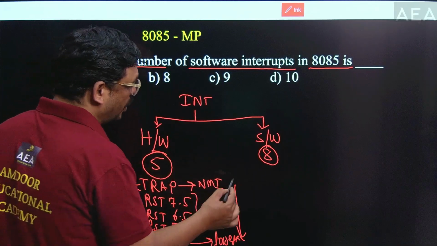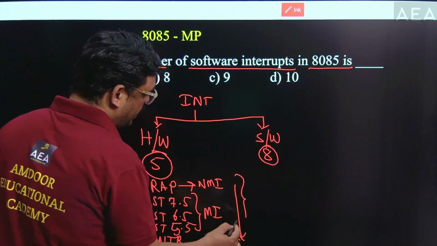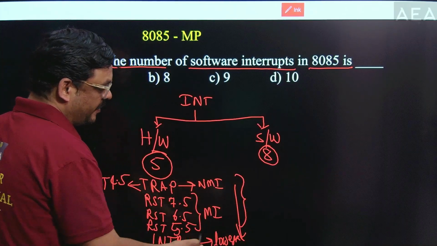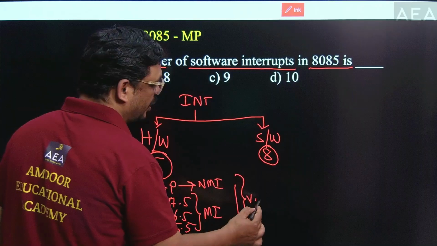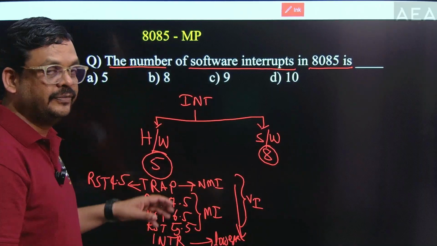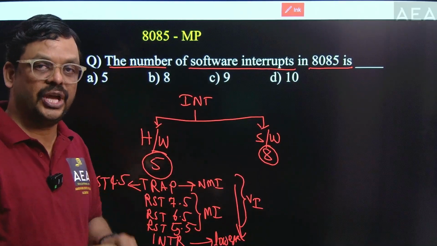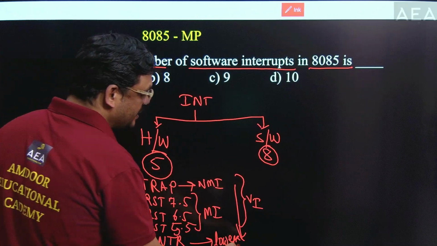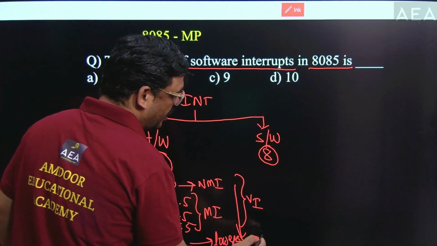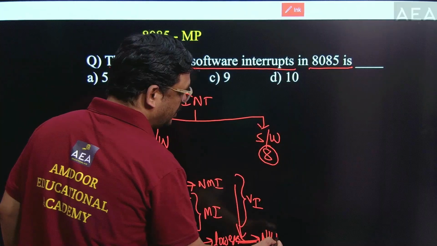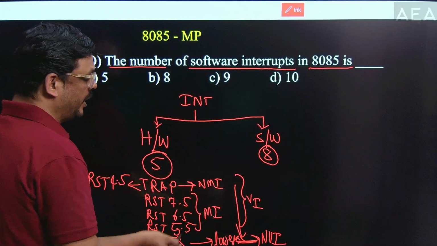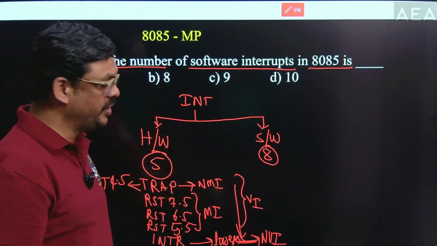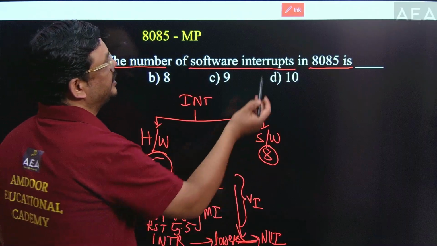So we can write now trap and RST 7.5, 6.5, 5.5. All these come under vectored interrupts. These interrupts have a fixed memory location, but INTR does not have a fixed memory location. That's why it is a non-vectored interrupt. So these points are important because generally we can expect questions from hardware interrupts, these types of questions.